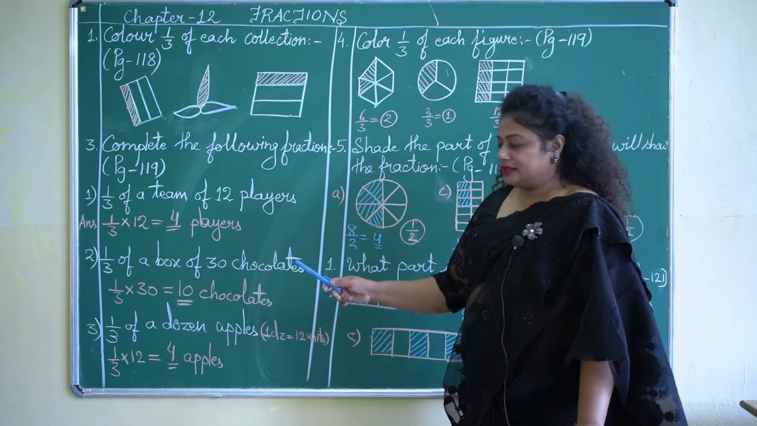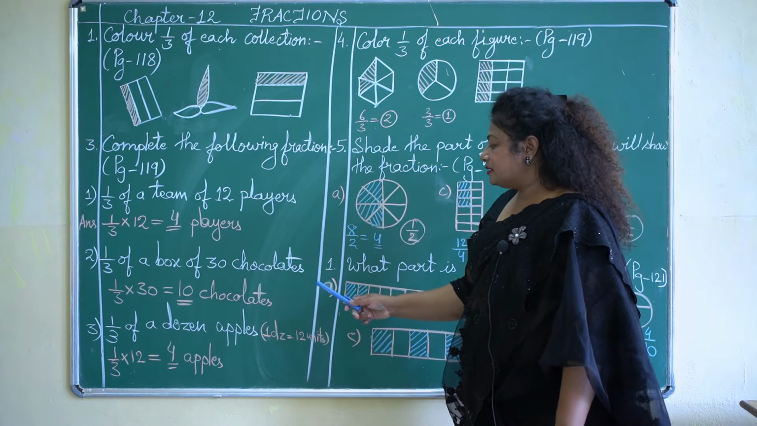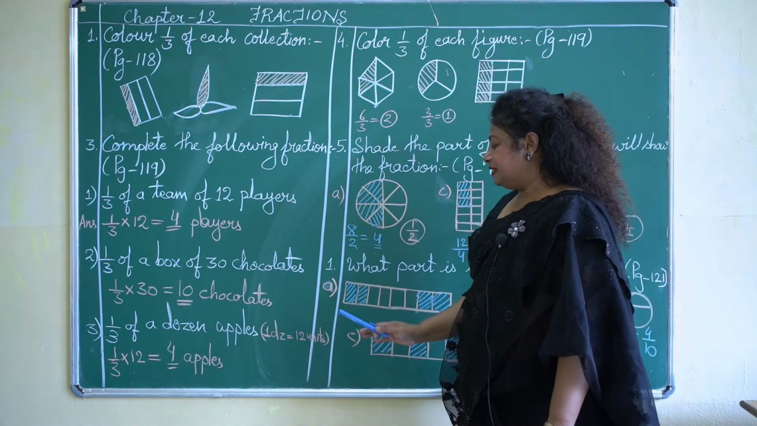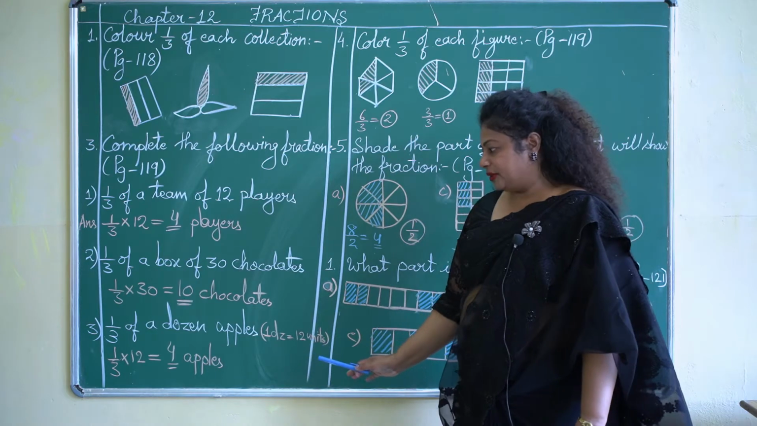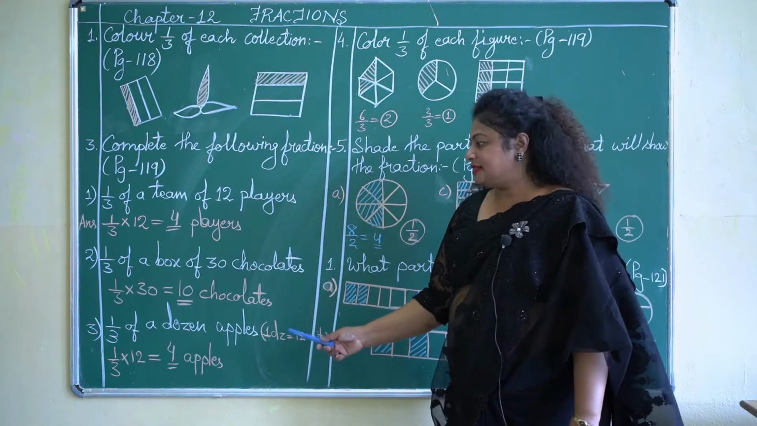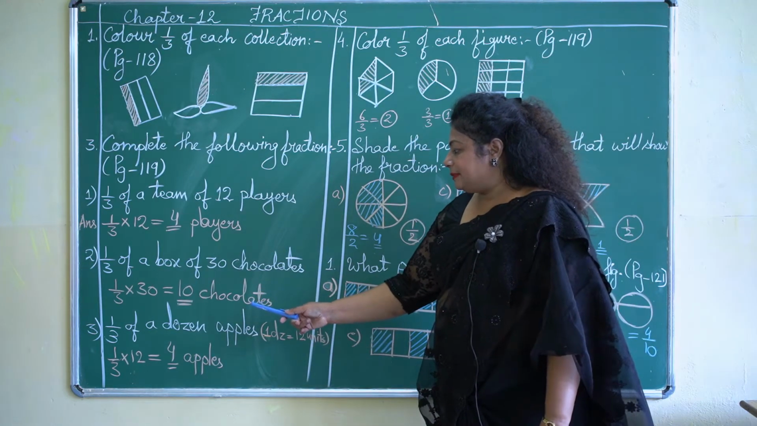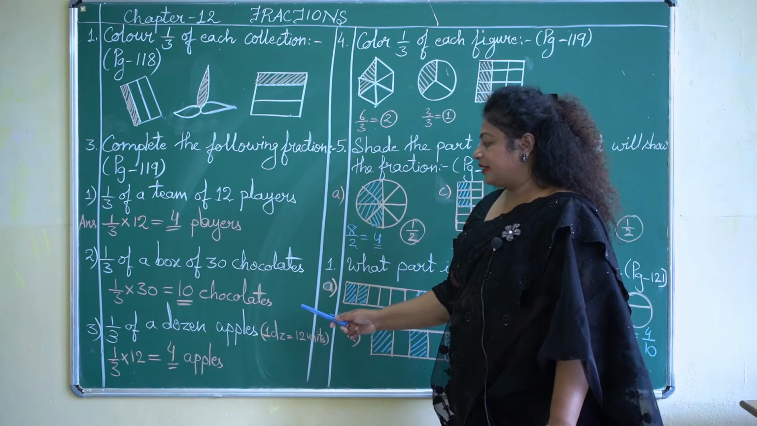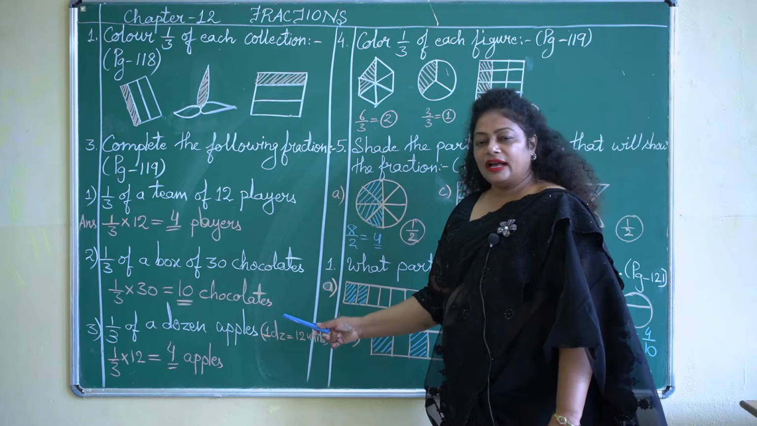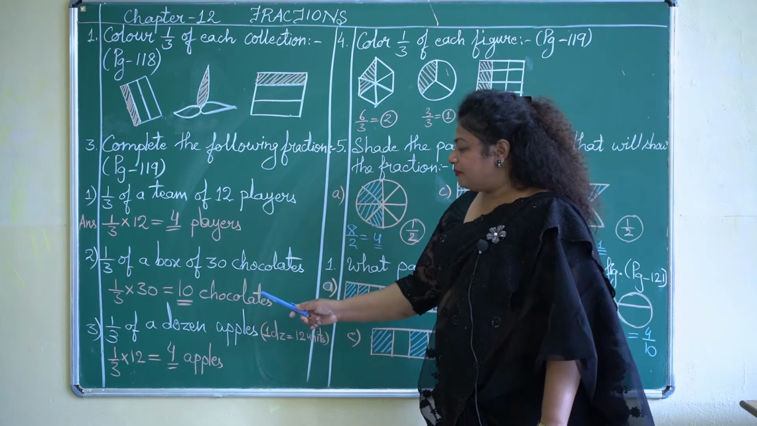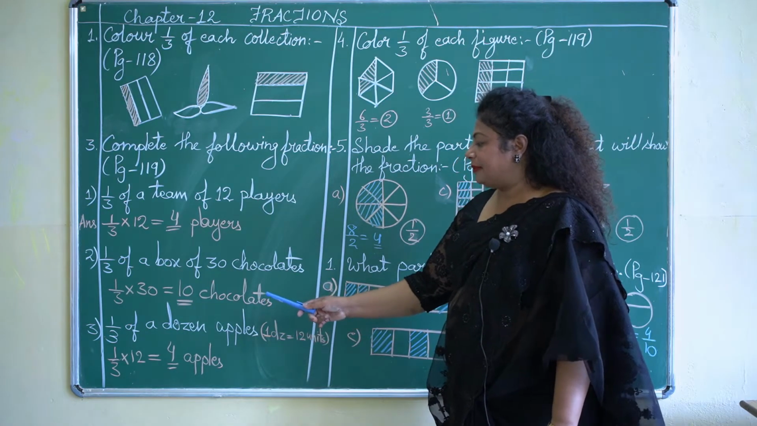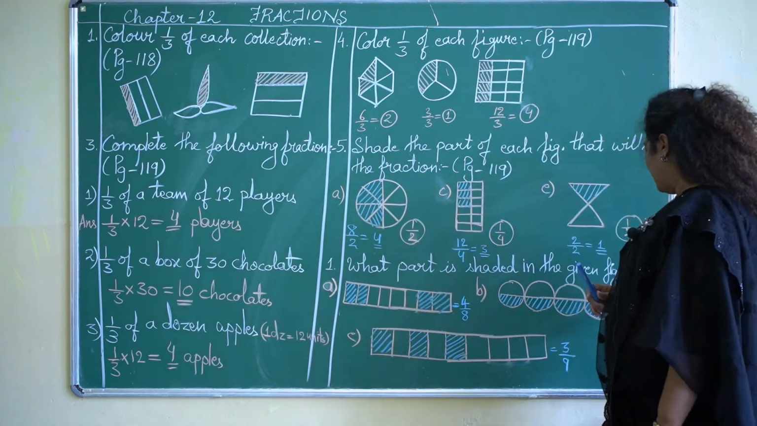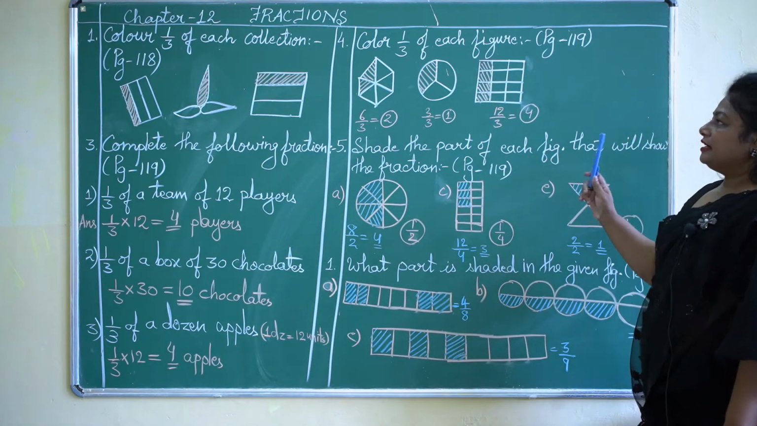Next question is 1/3 of a dozen apples. Children, you all know that 1 dozen means 12 units. Okay, so now I am solving it. 1/3 multiplied by how many apples? 12 apples. So let us find the answer. We can find the answer by dividing 12 by 3. If we divide 12 by 3, we'll get the answer 4 apples. Okay children. Now I'm coming to the next question.